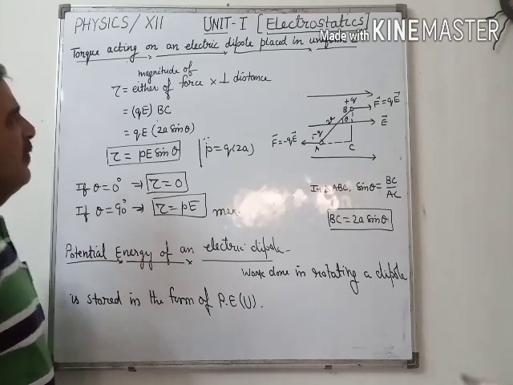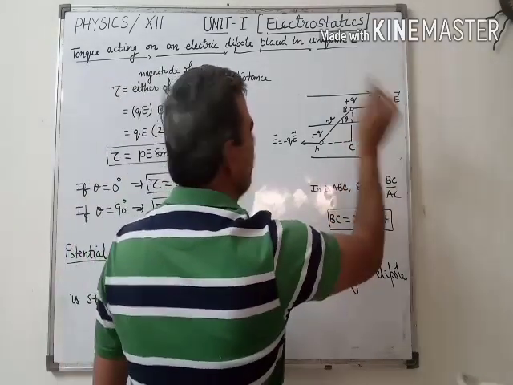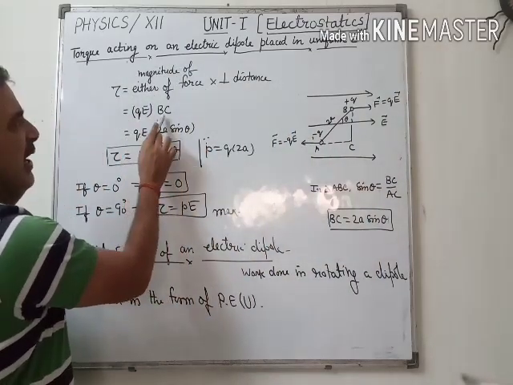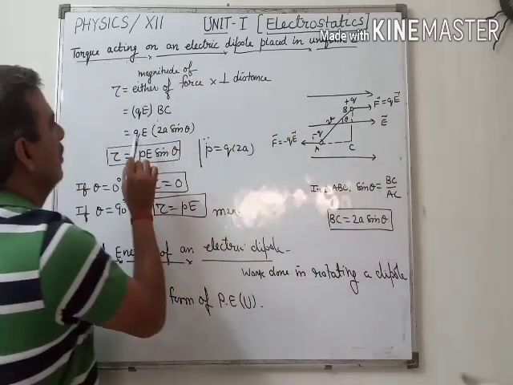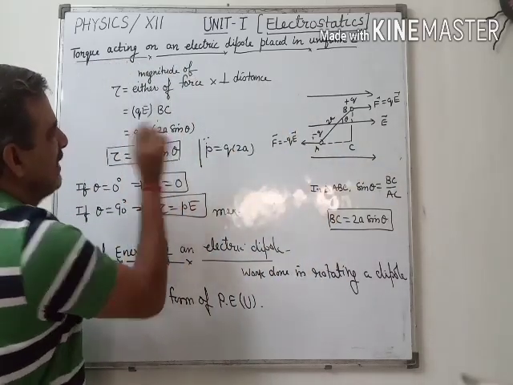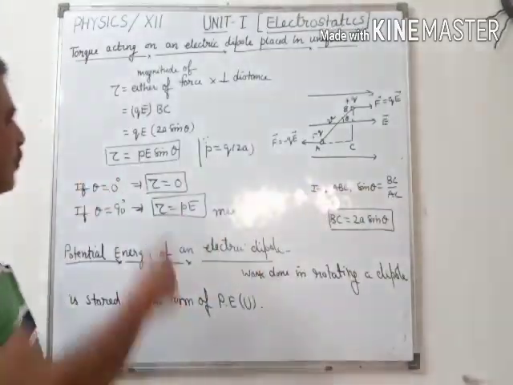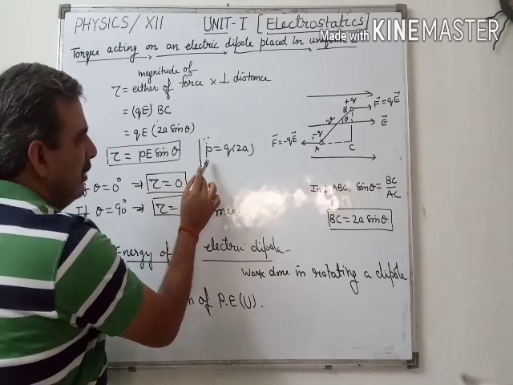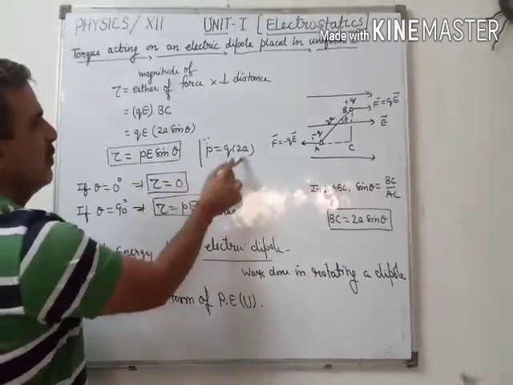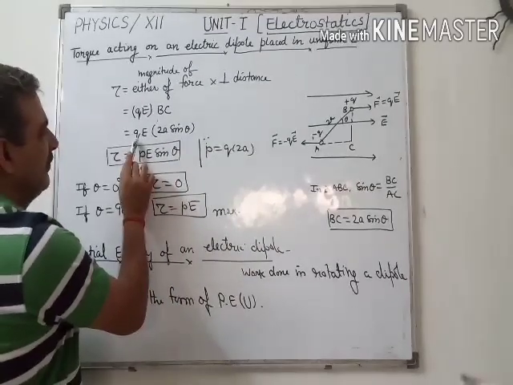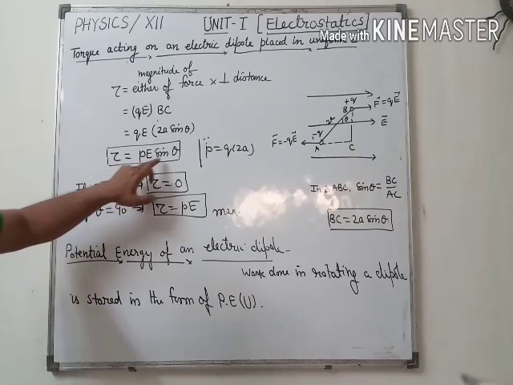So either of the forces into the perpendicular distance, and here what is the magnitude of the force? Force is F equals qE. So you can write qE here, and the perpendicular distance is BC, which is 2a sine theta. As you already know, by the definition of dipole moment, p equals q into 2a. So you can put p in place of q into 2a. So you have tau equals pE sin theta.